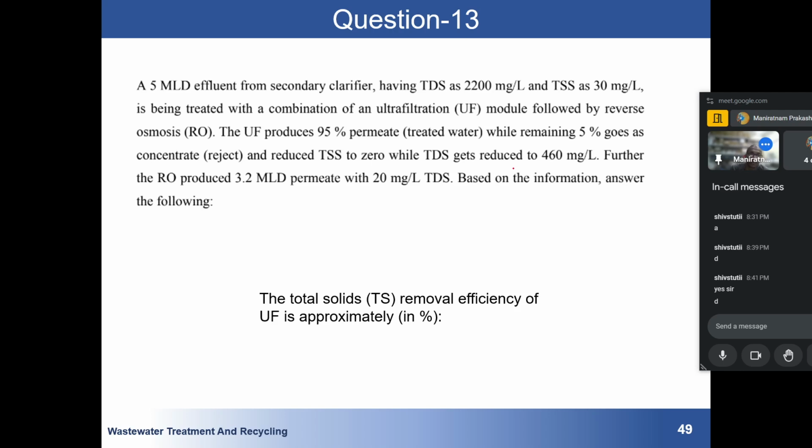Coming to the numerical part, try to solve this question. If you have gone through it, this is a similar question which I was explaining last time. Here you just have to make sure that this is the same question. Okay. The same question is there. You can see.